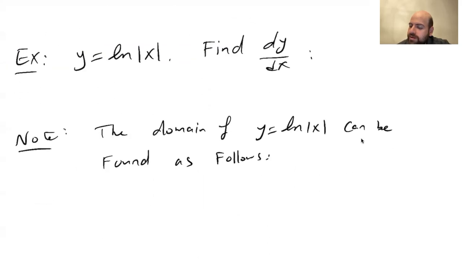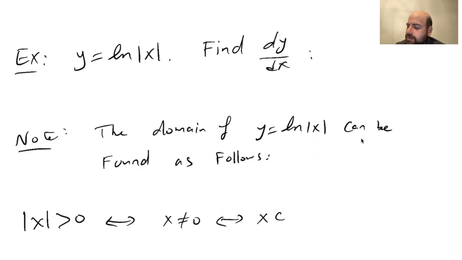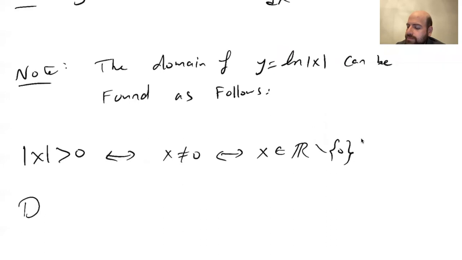So we need to require that absolute value x, which is the expression inside the logarithm, has to be positive. Well, absolute value x is always non-negative automatically. If you want it to be positive, you just need to require x to be non-zero. So this happens if and only if x is not equal to 0, which means that x belongs to R minus 0. So the domain is R minus 0.